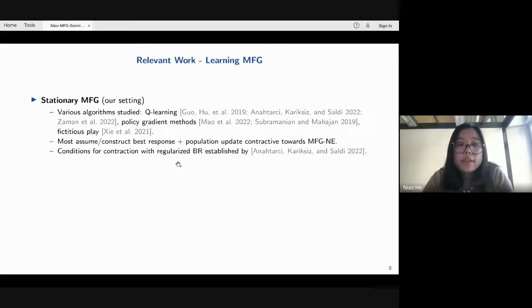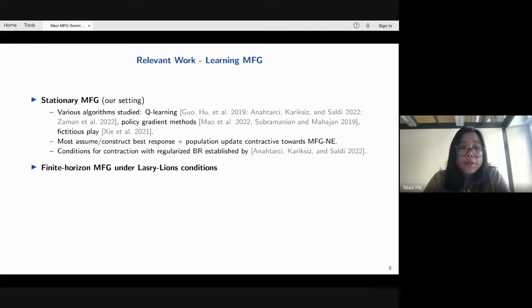And lately, in the recent work by Anna Hitachi et al. and co-authors, they've shown that in general, if you add a regularization, particularly a strongly concave regularization, in your objective, then the corresponding regularized best response operator indeed satisfies these contraction properties.